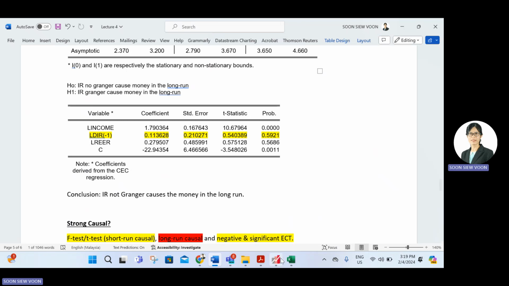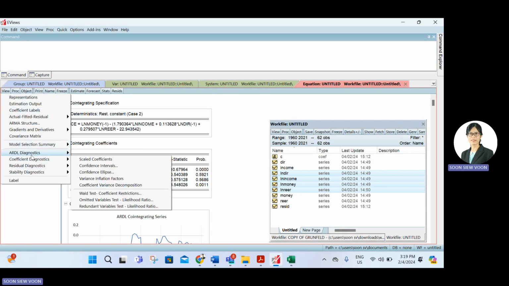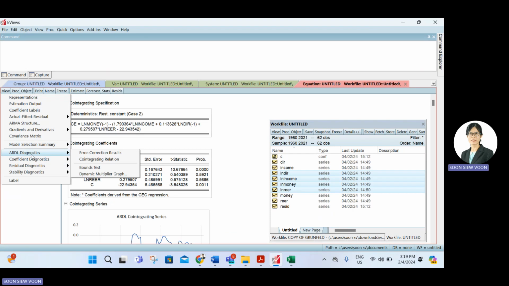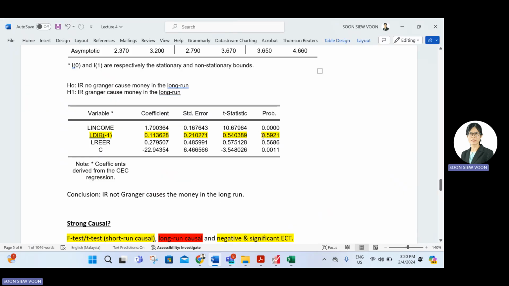you can go to the EViews here, go to View, and then check for the ARDL diagnostic, go for the co-integration relation. Then this is the result, right? The co-integrating coefficient, this is a long run result. So the interest rate is 0.1136, right? But it's insignificant with the p-value 0.5921.